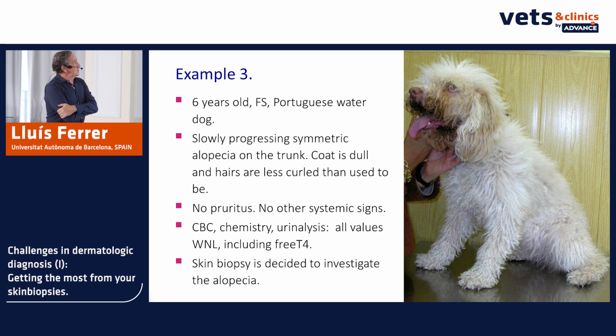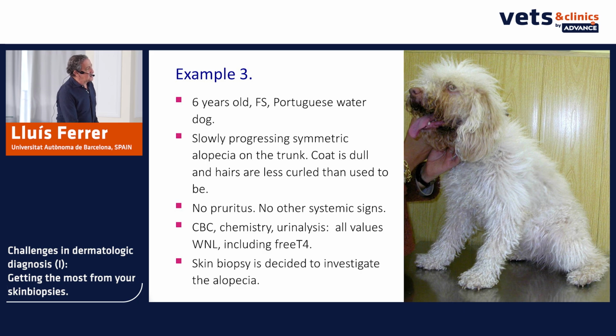This Portuguese water dog, 6 years old, has a slowly progressing symmetric alopecia on the trunk. The coat is changing. The guardian of the dog says, this is not my dog anymore, it's losing hair. The hair is dull. It was more curled. Now it seems to be more smooth, straight. The dog is doing well. No systemic clinical signs, eating, playing, but simply the coat is changing.